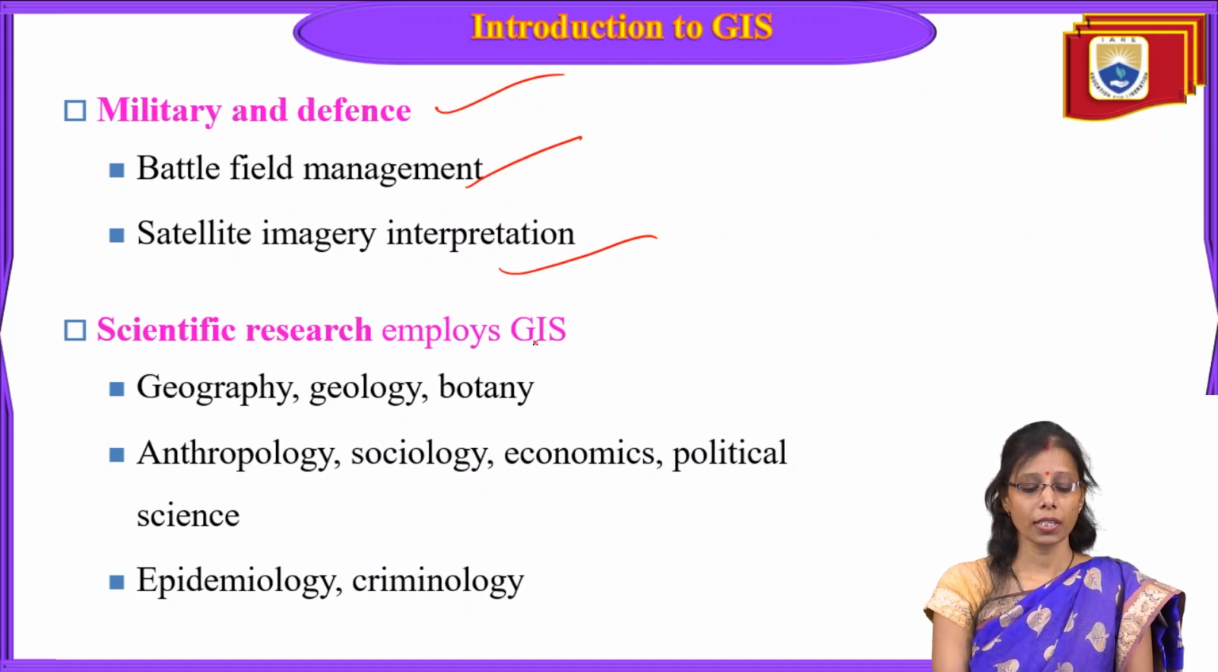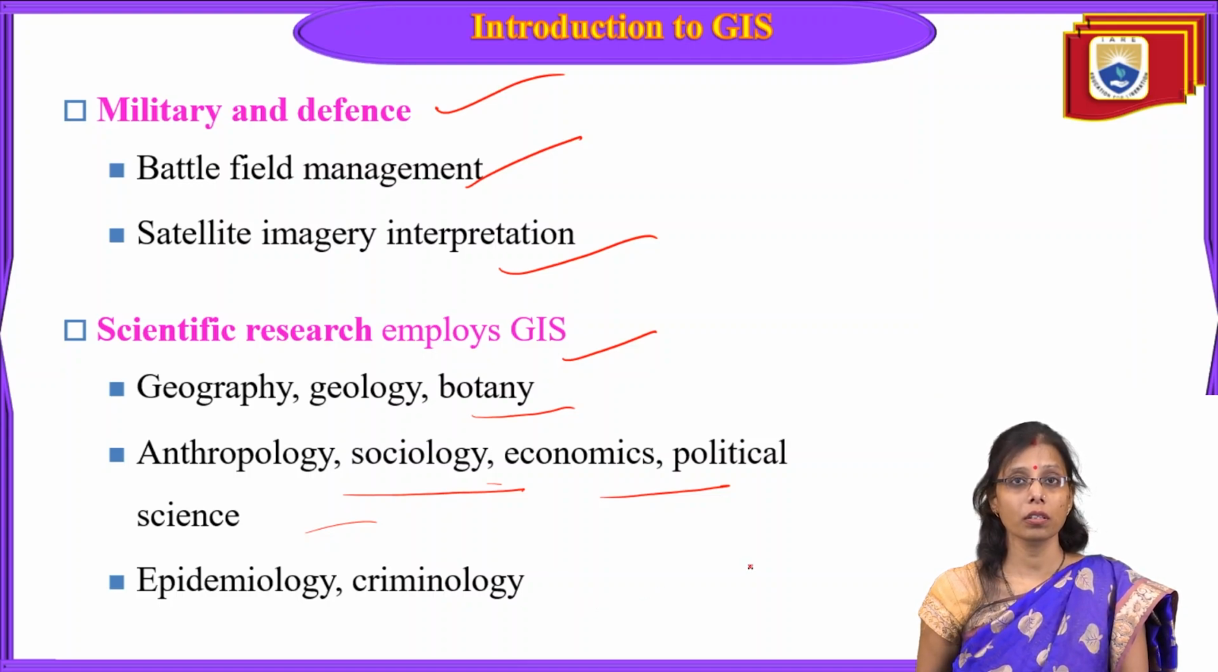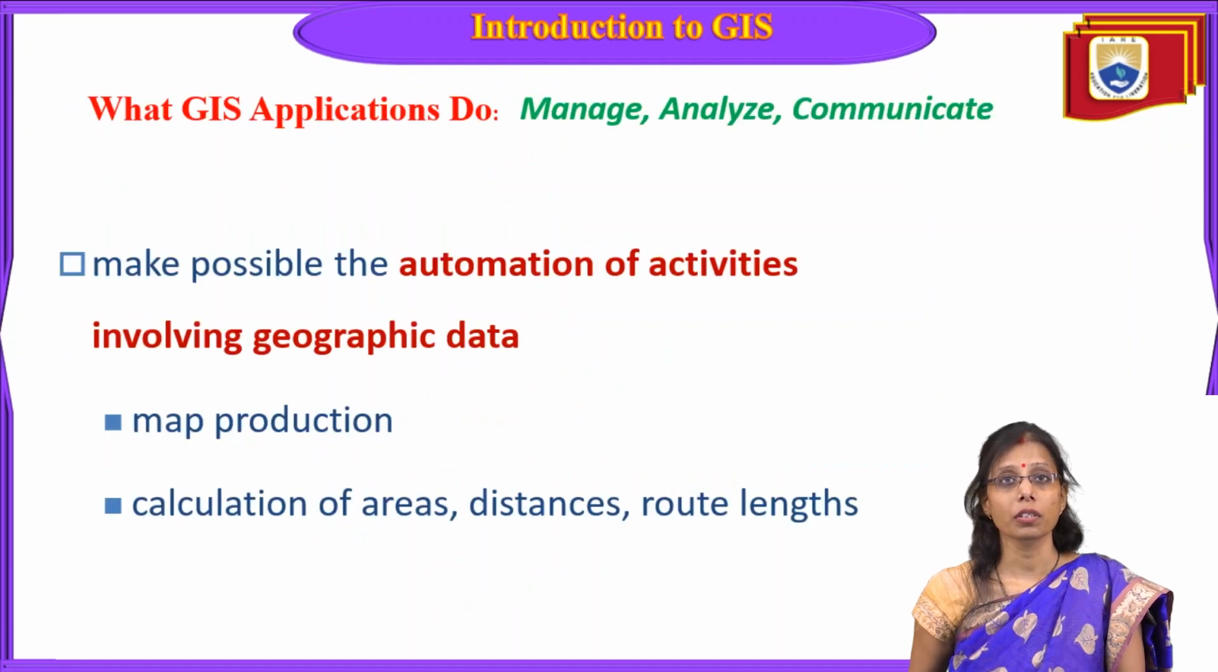Okay. Now, scientific research employs GIS. Even in scientific research, GIS is used, like geography, geology, botany, anthropology, sociology, economics, political science, epidemiology, criminology. These are all different research fields where the GIS process can be used further.